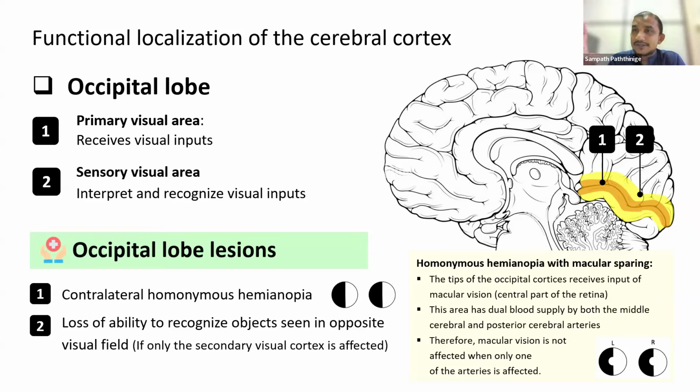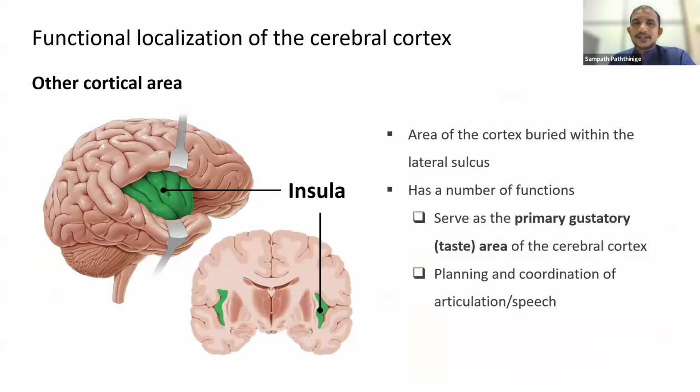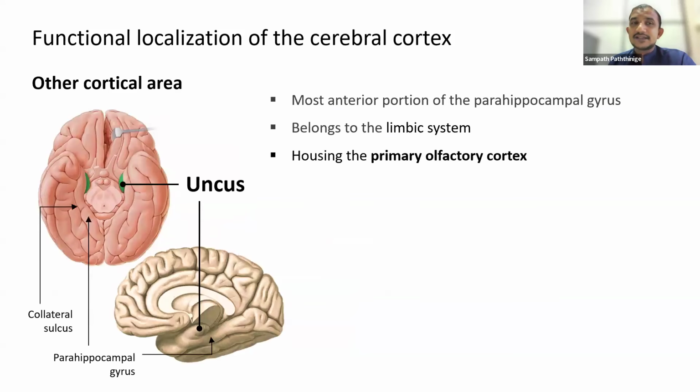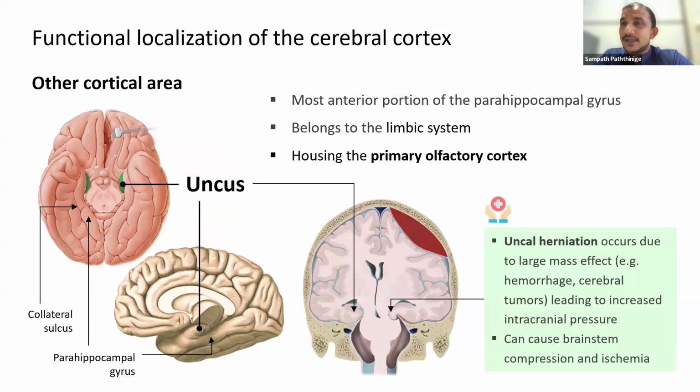So we call this the macular sparing, right? Right. So then, of course, there are some other cortical areas somewhere deep in the lateral fissure. We have the insula, which is the taste area concerned with taste. So then we have the uncus. So that is the anterior bend of the superior temporal gyrus here, right? So that is the uncus. That is the primary olfactory area, and that is clinically important because that is one of the first structures to herniate if there is an increase in intracranial pressure. We call it the uncal herniation, right?